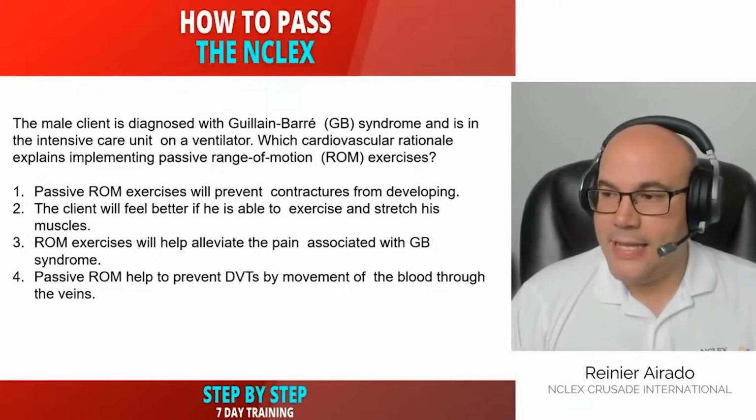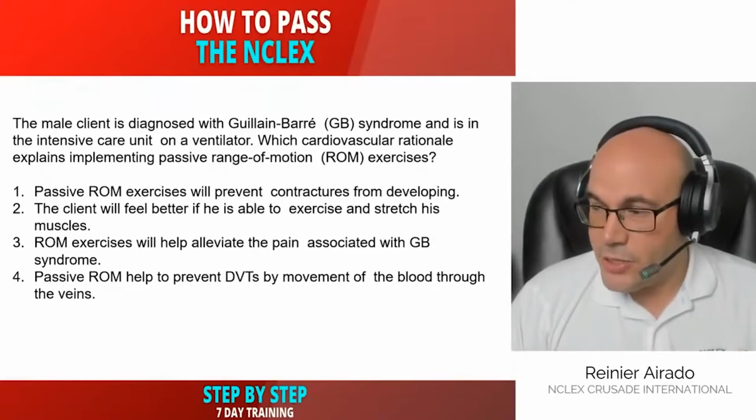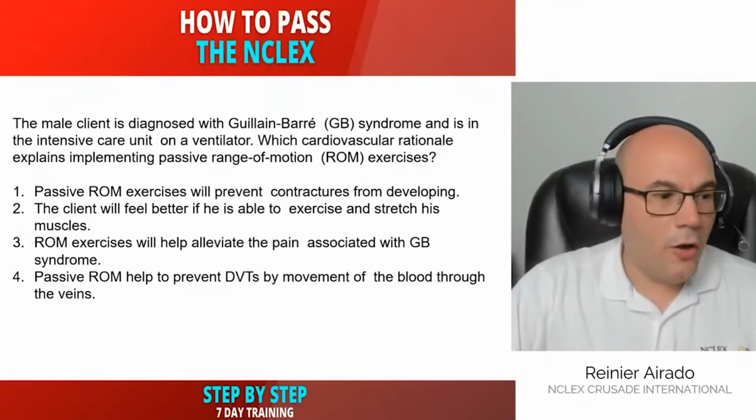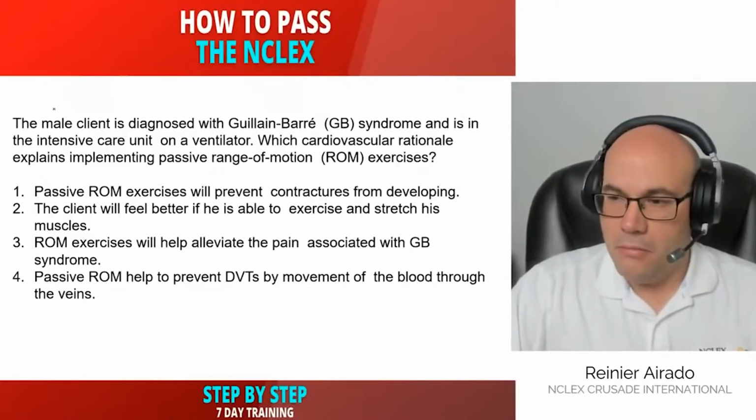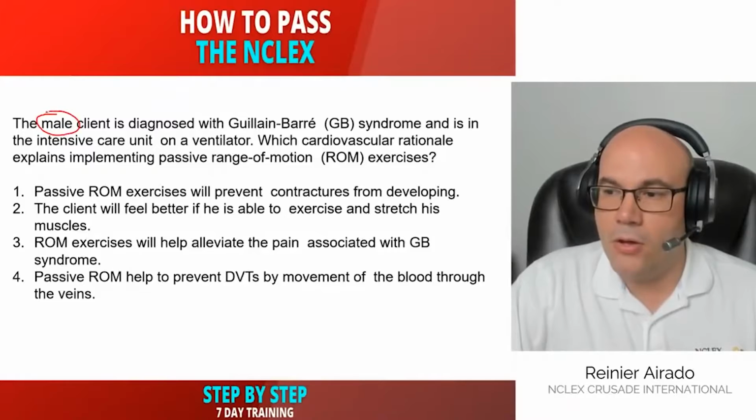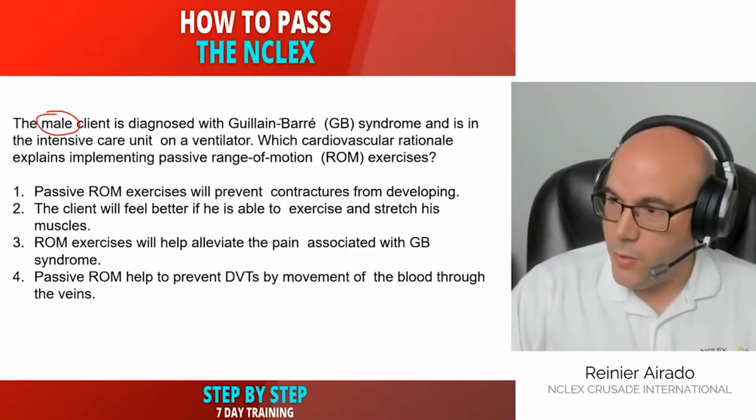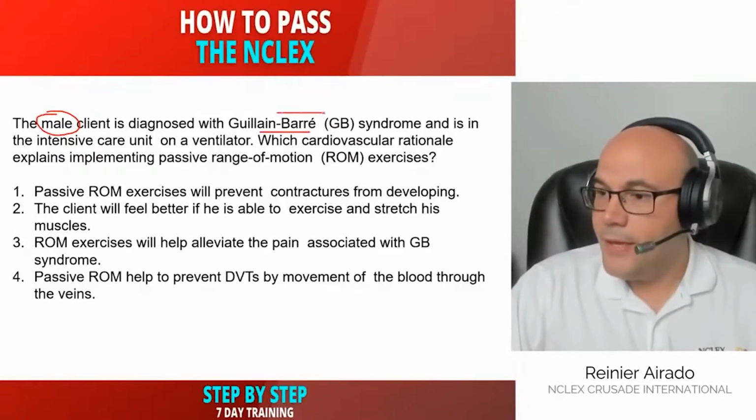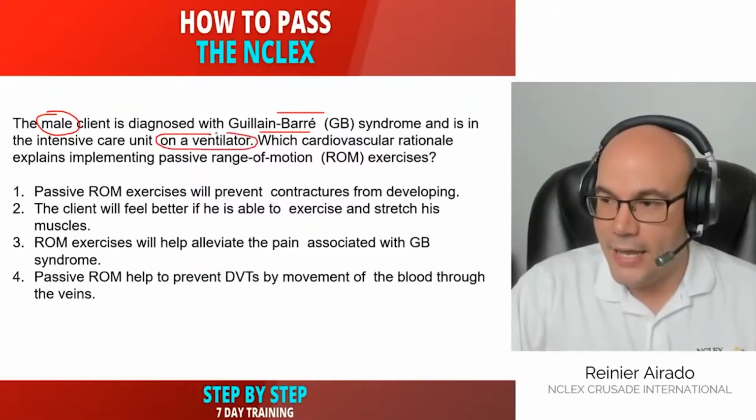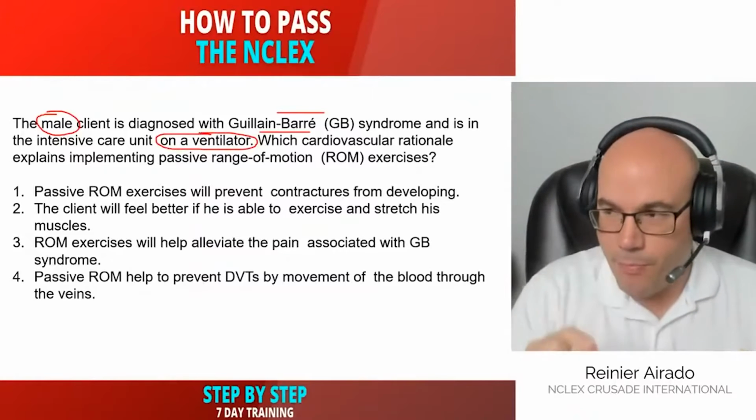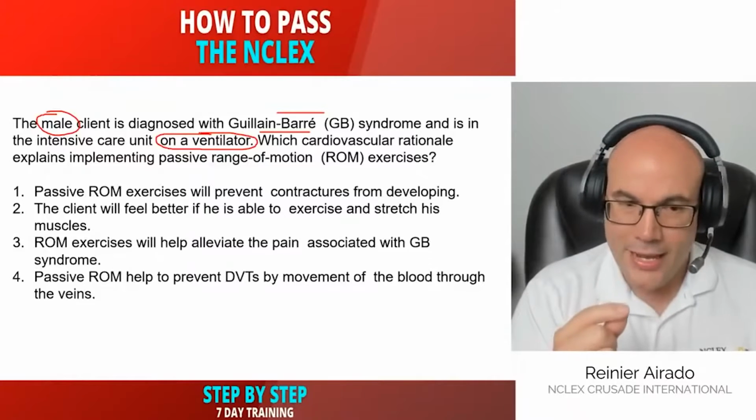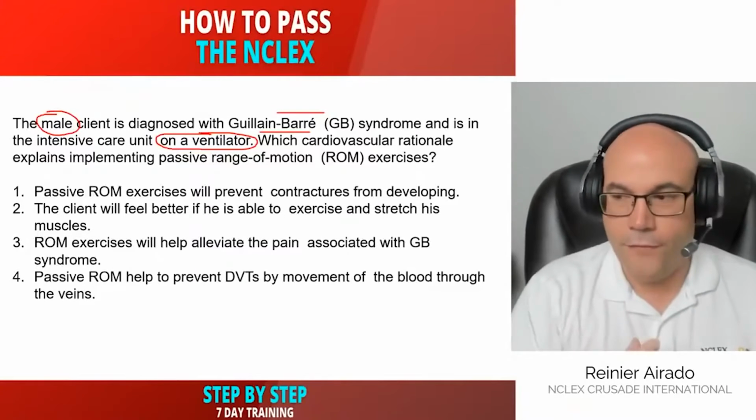So the male client is diagnosed with Guillain-Barré syndrome and is in the intensive care unit on a ventilator. In this question, we don't have a lot of information about our client. The only thing we know is that he is a male client. We have a diagnosis, which is Guillain-Barré. And the patient is in the intensive care unit on a ventilator. This is important because knowing that the patient is on a ventilator can tell you about the seriousness of this patient's condition.